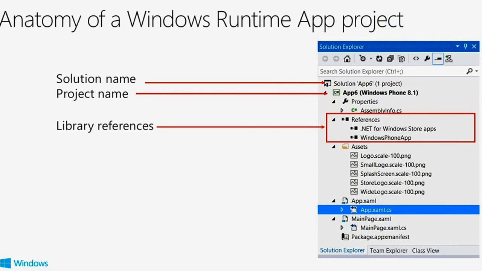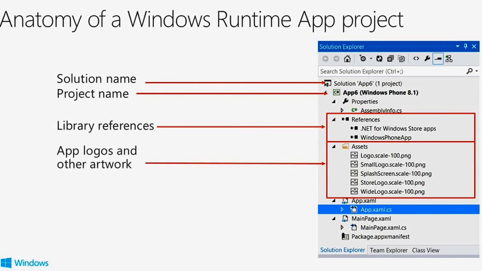Then you've got some references. These are the libraries it's referencing, which is the Windows Runtime XAML stack for these apps, and then also .NET for Windows Store apps as well. This is a C# app, so there's a number of .NET classes. We've then got a bunch of assets. This is artwork. You need to put in here your default application tile and your wide tiles, and also artwork needed for the store and the application icon that appears in the programs list on the phone. So there's artwork associated with your app.